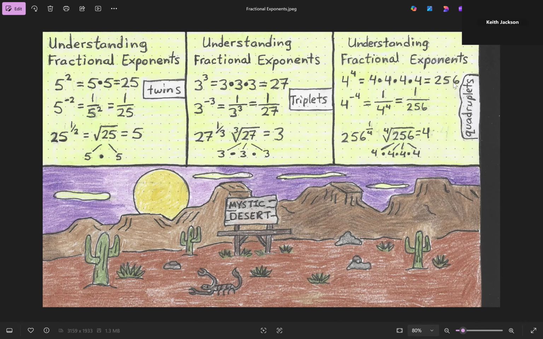And let's get back to 256 and raise it to the 1/4 power, meaning that we're dealing with quadruplets now. And what number multiplied by itself 4 times will give me 256? And as you can see, it is 4 times 4 times 4 times 4. And let's pluck one of the quadruplets out, and our answer is 4.